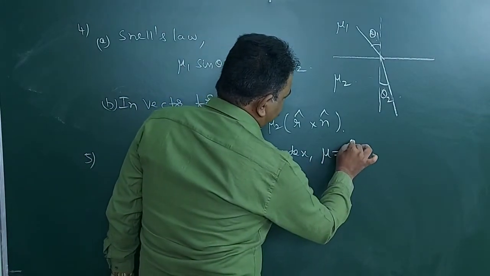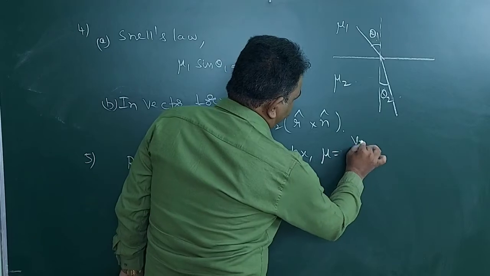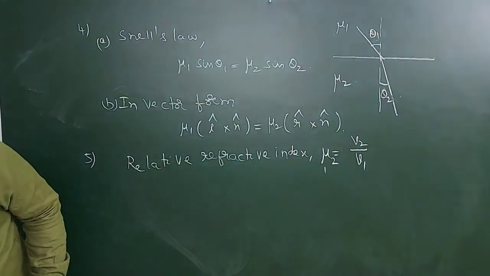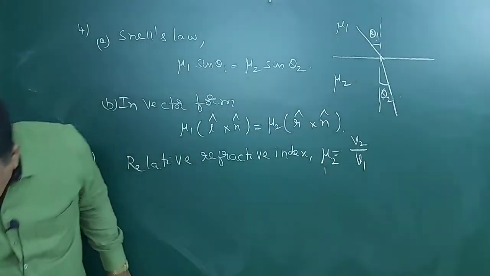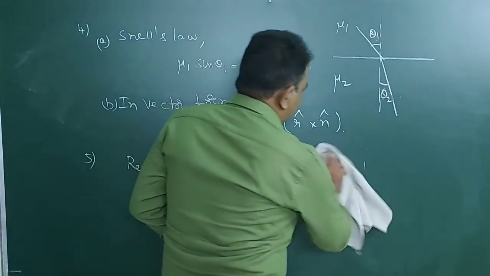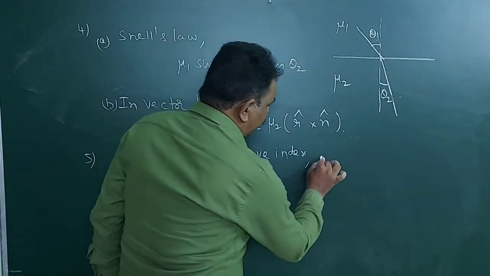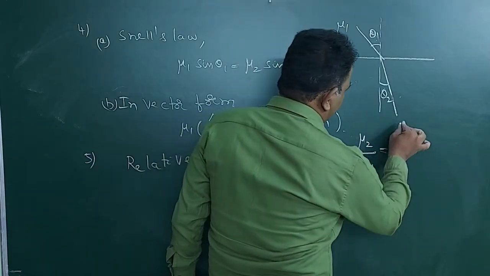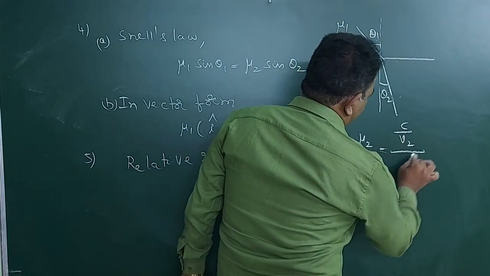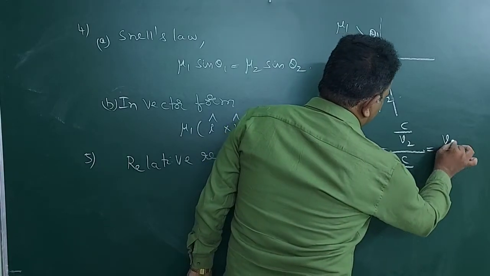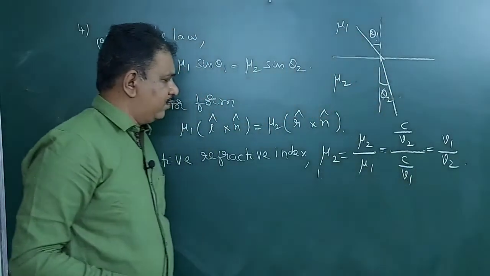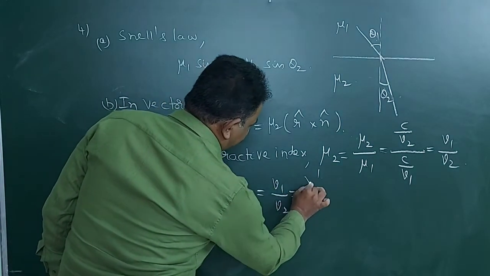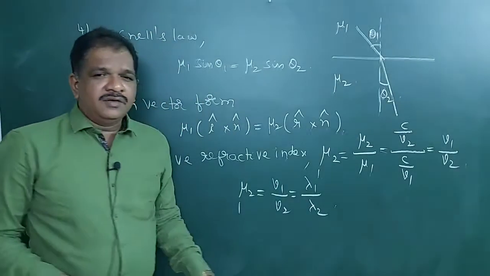Okay. Next, relative refractive index. Mu is equal to V2 by V1, the refractive index of the second medium with respect to the first medium. Here see, mu21 is equal to mu2 by mu1. This will be C by V2 by C by V1. So this is V1 by V2, not V2 by V1. Mu21 is equal to V1 by V2. This is lambda 1 by lambda 2.